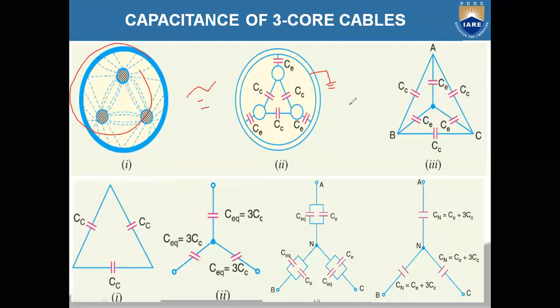Now from this you develop the equivalent circuit again. If you observe, this is one delta connection. Let us call the conductors A, B, C. There are 3 conductors, represented with A, B, C. Between any 2 conductors, you have the capacitance CC. So if you take all the 3 capacitances, they will be like a delta.